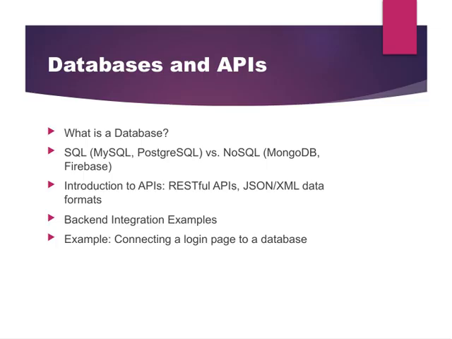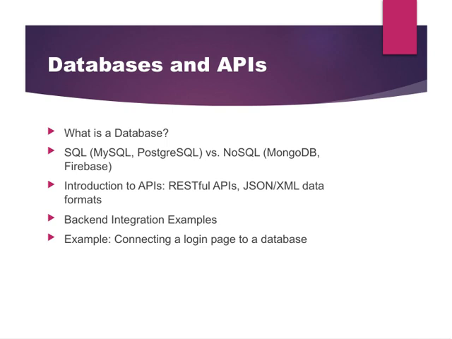Now, moving on to APIs, or application programming interfaces. These are like bridges that allow different software systems to communicate with each other. For example, RESTful APIs are a common type that use standard HTTP methods, and data is often exchanged in formats like JSON or XML.